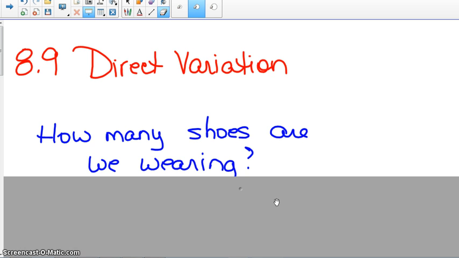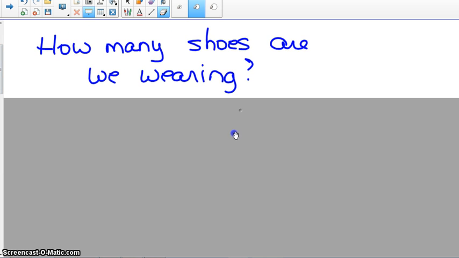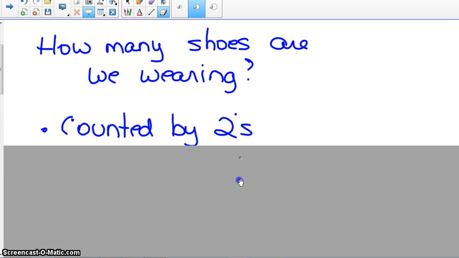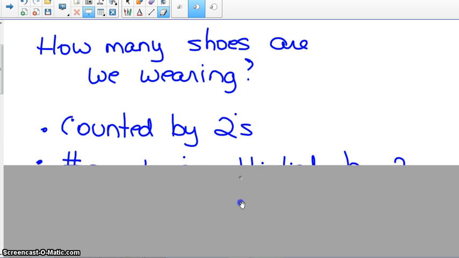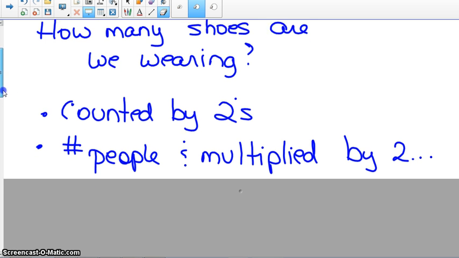So let's talk about how many shoes we're wearing in class. There's 10 students. We'll just go by students. How many shoes are the students wearing? There's 10 students, so we have to figure out how many shoes they're wearing. So you can count by twos, or the number of people multiplied by 2. So there are two different ways to figure out how that would work.